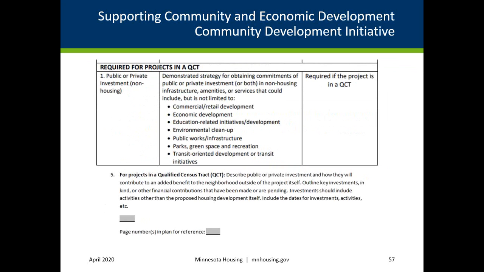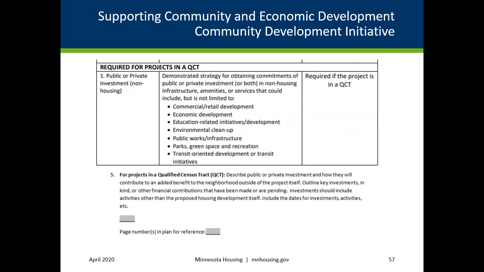Projects that are in qualified census tracts or QCTs must also demonstrate how the initiative or plan includes other public or private investment that is non-housing. This investment could be commercial development, economic development, or transit development. The self-scoring worksheet provides other non-housing examples. Applicants must describe the non-housing investment in question number 5 of the Community Development Initiative narrative. Applicants must include the initiative or plan page numbers that specifically reference the investment.